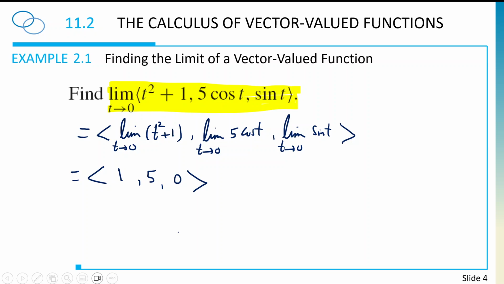Does the limit exist? Yes, because it exists for all of them. So overall, yes, the limit exists and equals the vector 1, 5, 0. Let's try one more.